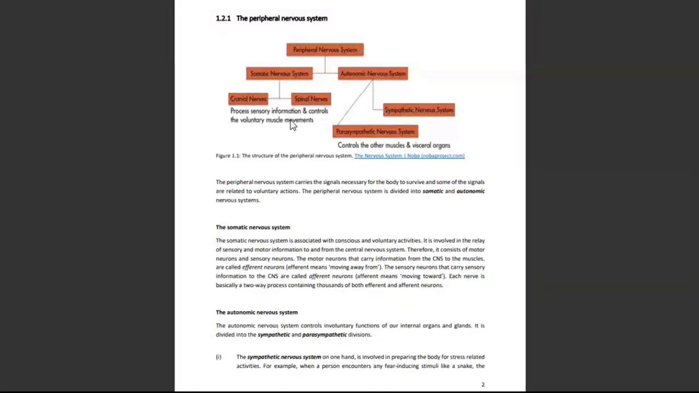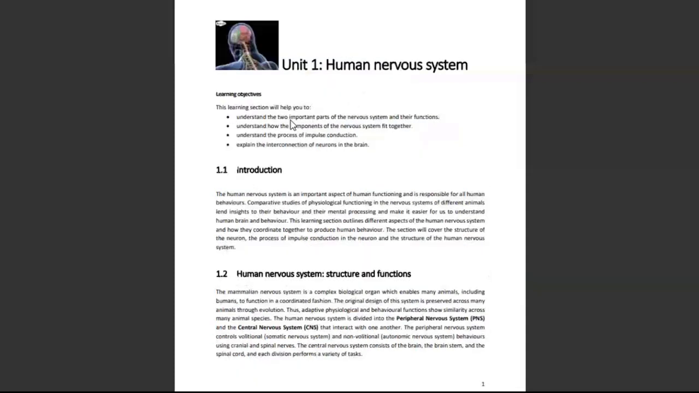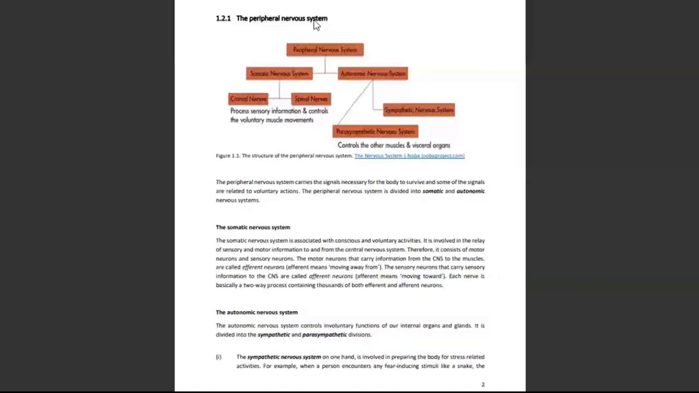Peripheral nervous system and central nervous system interact with one another. The peripheral nervous system controls what? Somatic nervous system and autonomic nervous system.